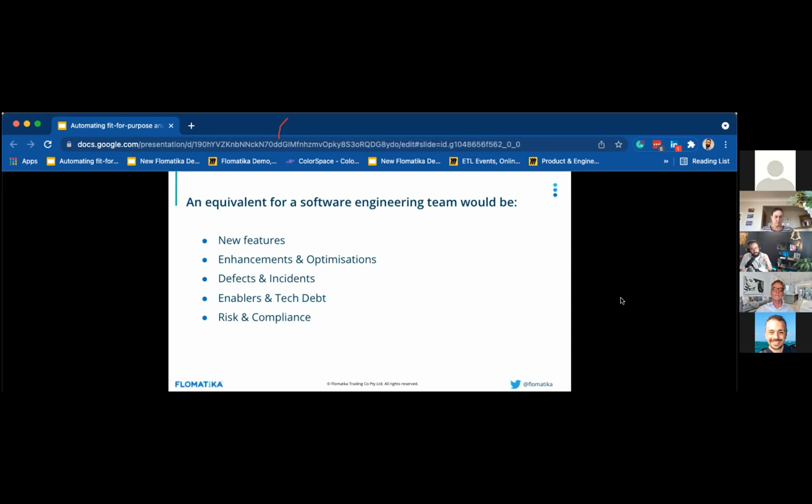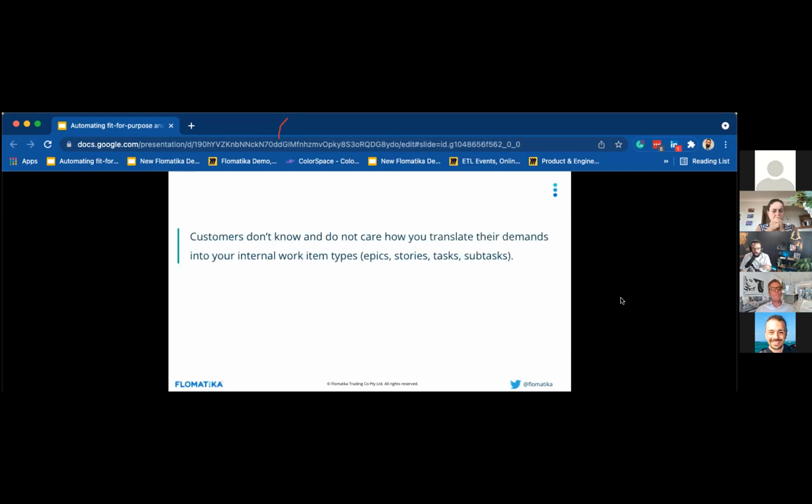So try always to use customer language when you're communicating at a value stream level, not user stories, not epics, that's completely meaningless to your customer. They don't know and they do not care how you translate their demands into your internal work item types, right? So keep that for your delivery teams. And at a value stream level, it's vital to use customer language.